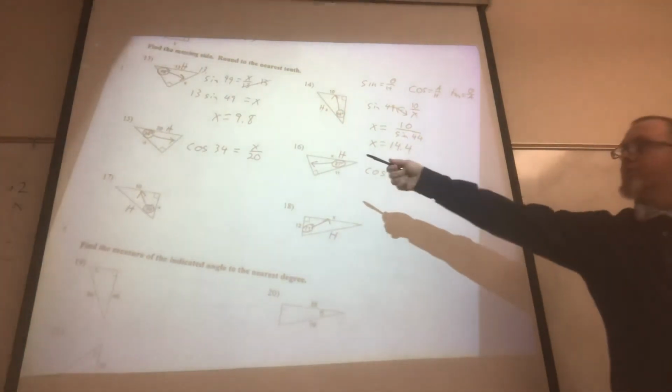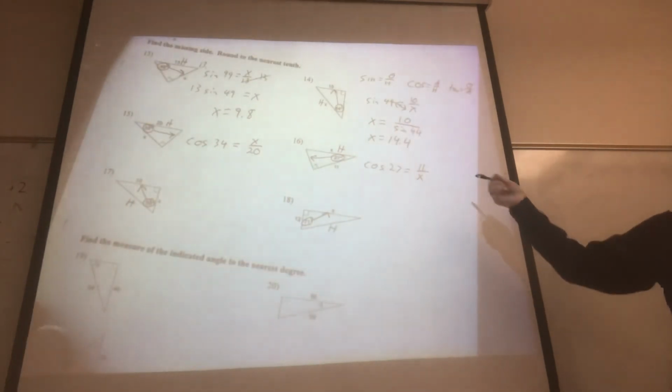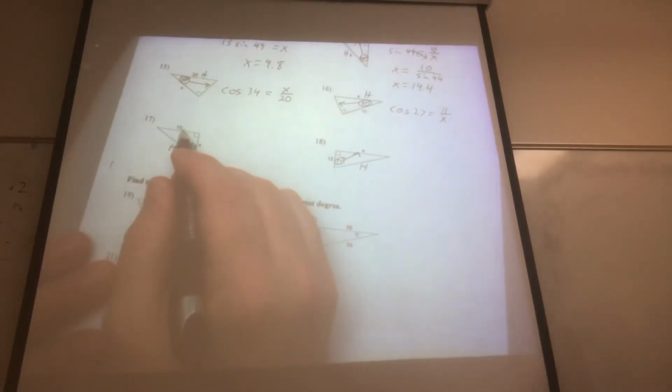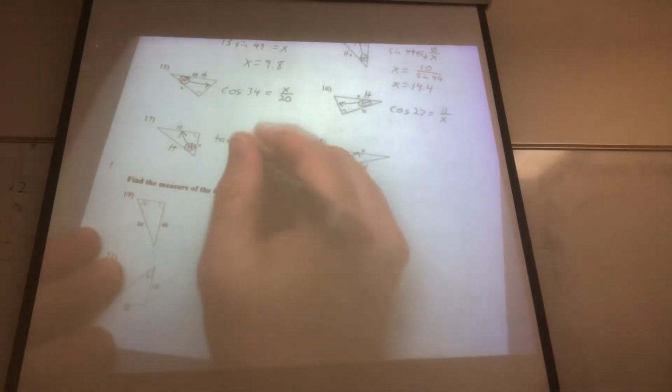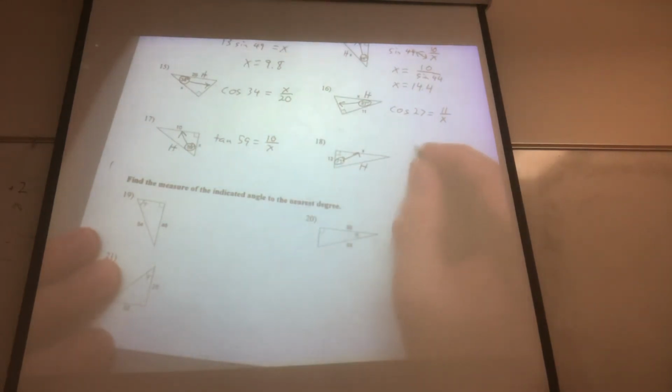On number 15, I'm going to multiply both sides by 20. On number 16, I'm going to swap and have 11 over the cosine of 27. On number 17, I have the opposite side, but I don't have my hypotenuse. I'm going to use tangent. The tangent of 59 is equal to the opposite side of 10 over my adjacent side of x. On number 18, the tangent of 71 is equal to my opposite side of x over my adjacent side of 12.